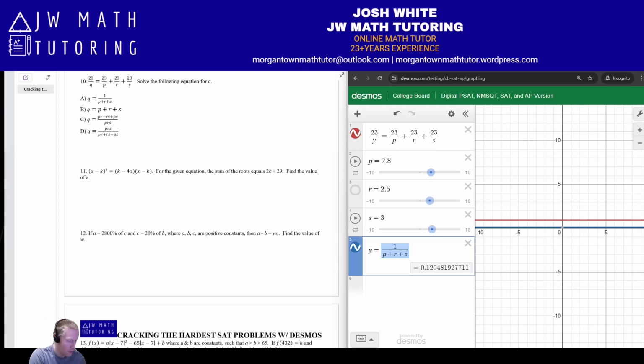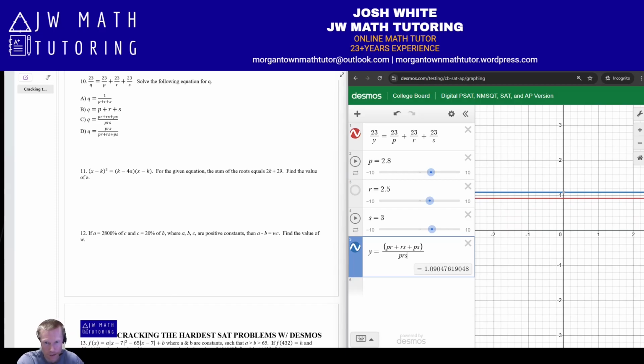Let's look at answer choice B. P plus R plus S. Does that overlap it? Nope, not correct. Let's look at C. Let's divide this. This is not overlapping it. I mean, it's pretty close, but again, it's still not directly overlapping it. So it looks like it's going to be D, but let's just graph it out to confirm.